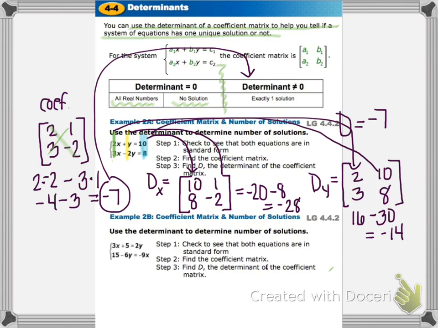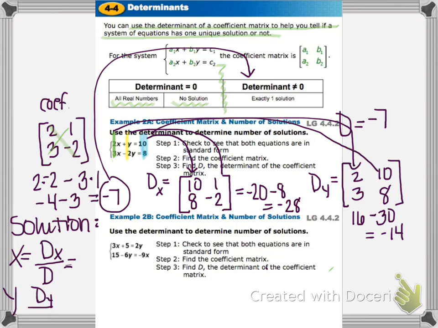So now what do we do with those to get a solution? It turns out what Cramer's rule says is this: the solution to our system has two parts, an x and a y. We can find the value of x by taking D sub x, the determinant where we replaced the x column with the constant terms 10 and 8, and dividing it by the original determinant D, and that gives us our x value. Then we do the same thing with y, where we take D sub y and divide it by the original determinant, and that gives us our y value.